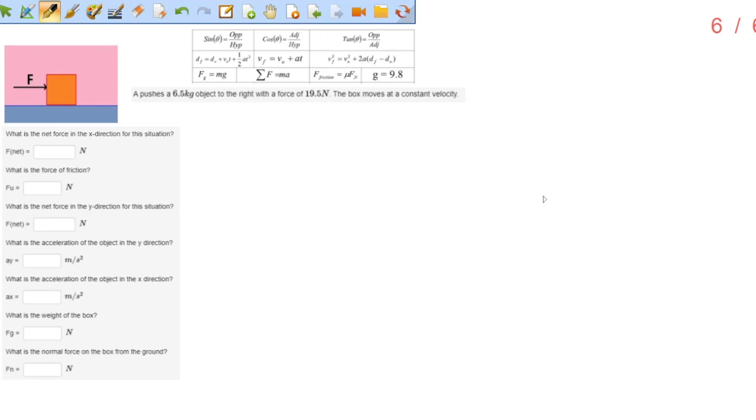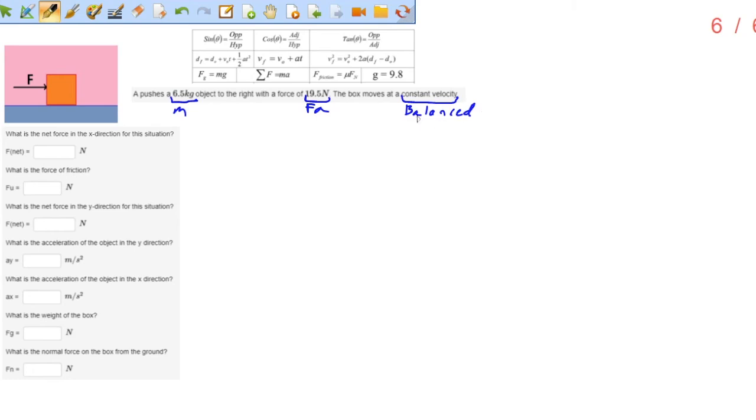The box moves at a constant velocity. So 6.5 kilograms, that's talking about the mass here, to the right with a force of 19.5 newtons, that's talking about a force applied. And some really important information is saying that it's a constant velocity. So that's going to tell us that we have balanced forces here.